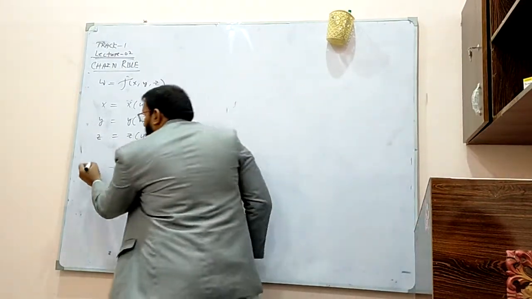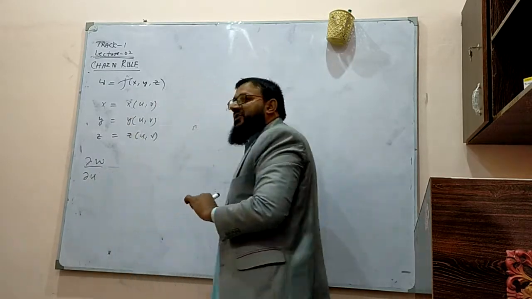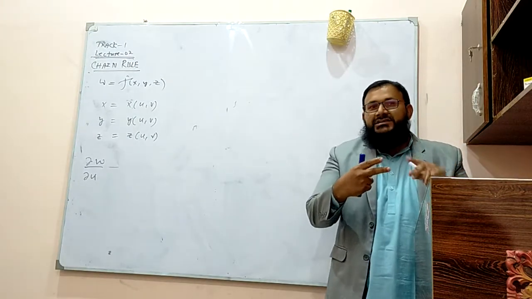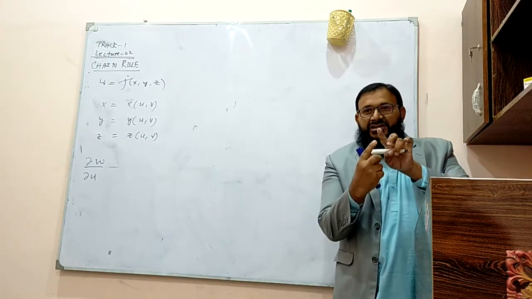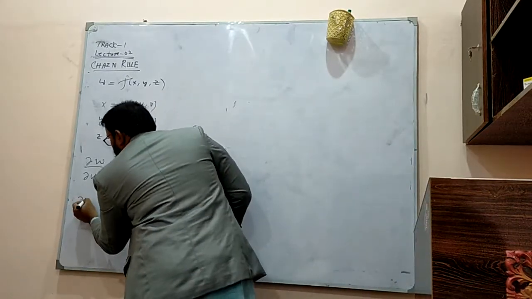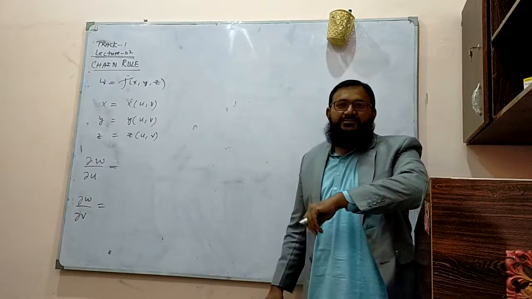Now what can you define? Either you can define partial w by partial u. Now you cannot define dw by du, because finally w depends upon 2 variables, one is u, another is v. And you can also define partial w by partial v. But how can you define this particular thing?